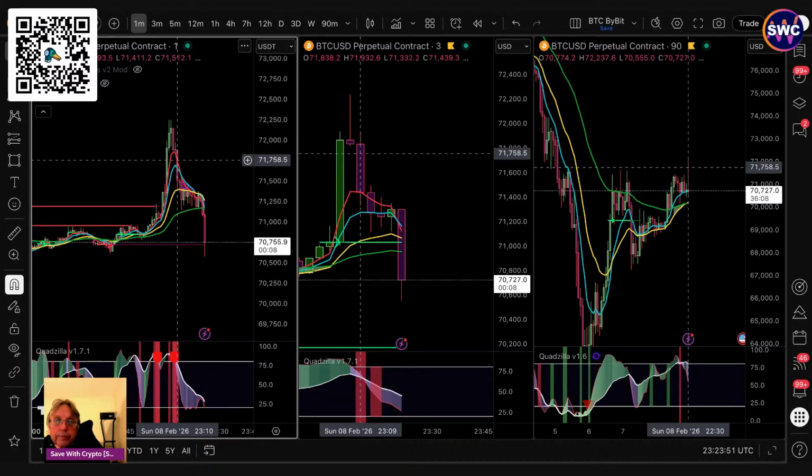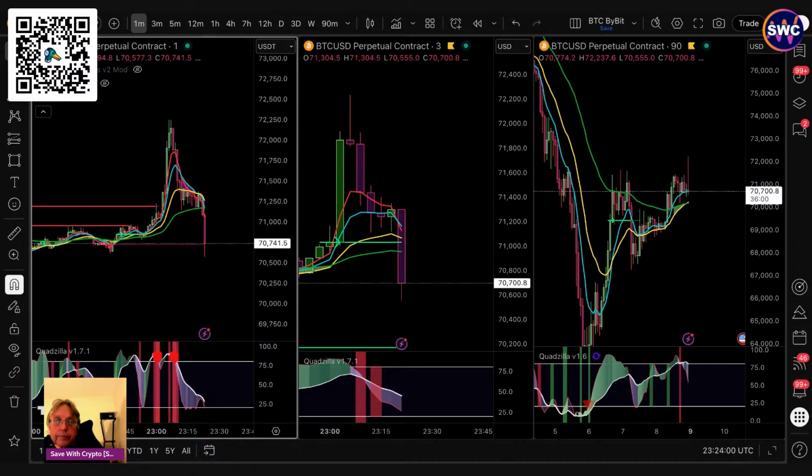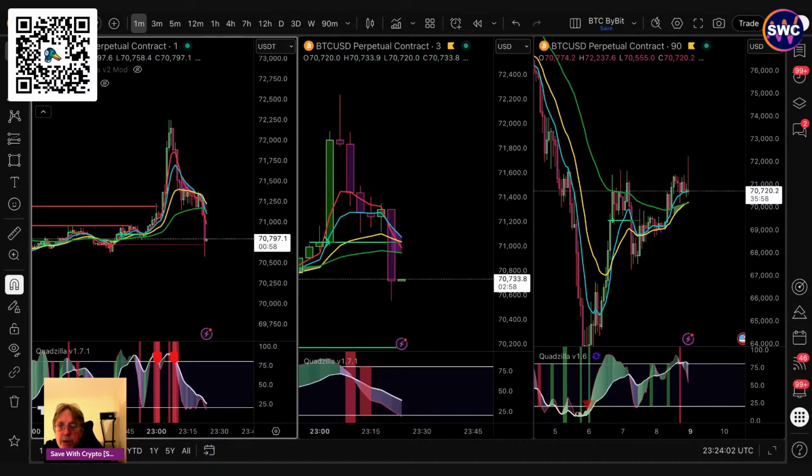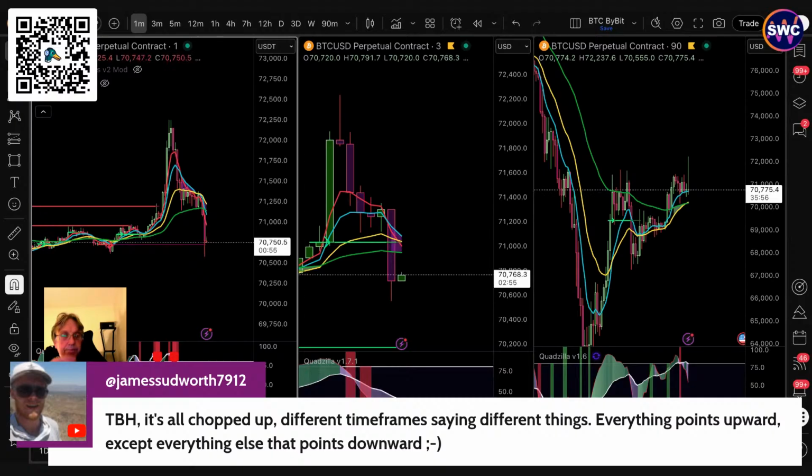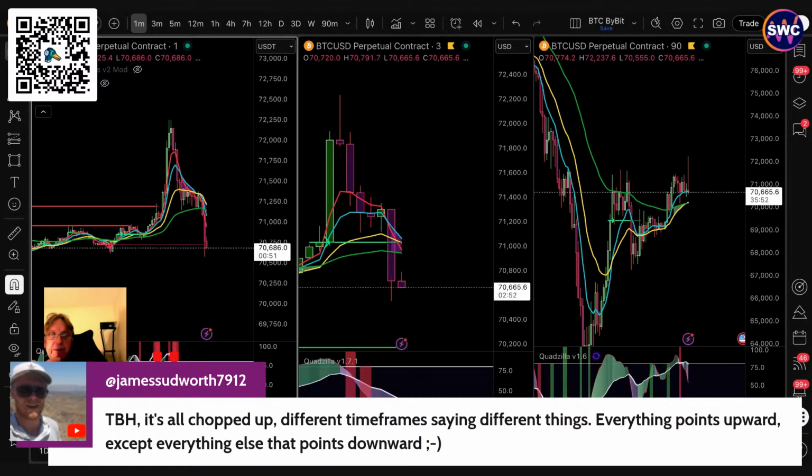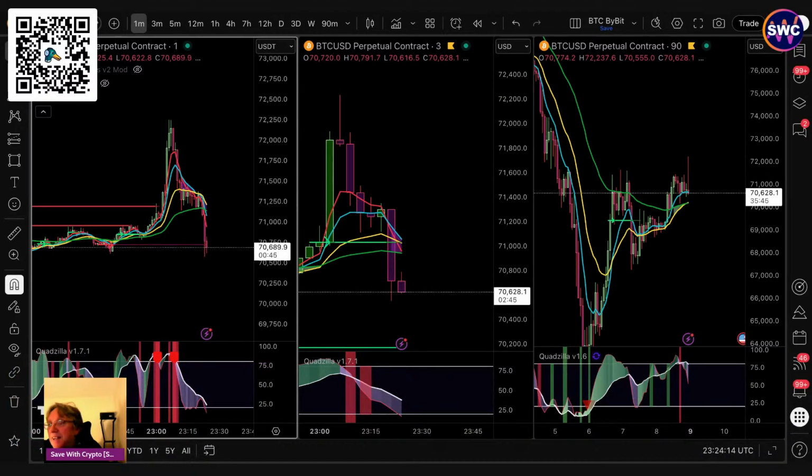Okay, all over the place now. To be honest, it's all chopped up, different time frames saying different things. Everything points upwards, except everything else that points downwards. Yeah, I know what you mean.